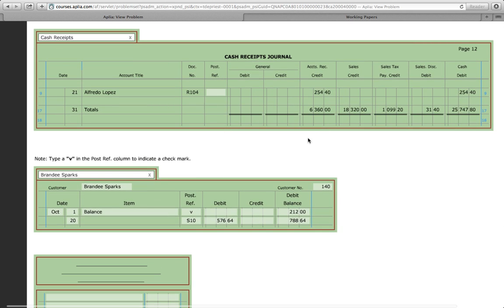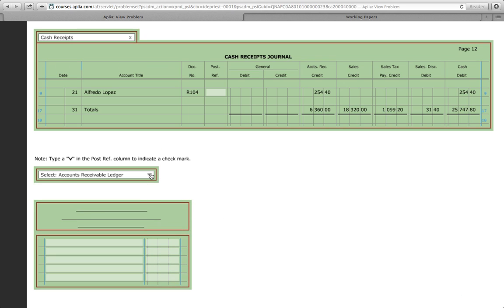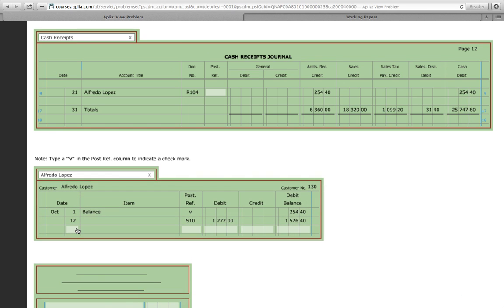Okay? So let's find Alfredo's ledger. The date that he paid us was the 21st, so we'll put 21st here. What do I put under post reference? CR for cash receipts, page 12. And what am I posting to Alfredo? What amount? A credit of $254.40. So I'll come in here and I'll put $254.40 in the credit column.